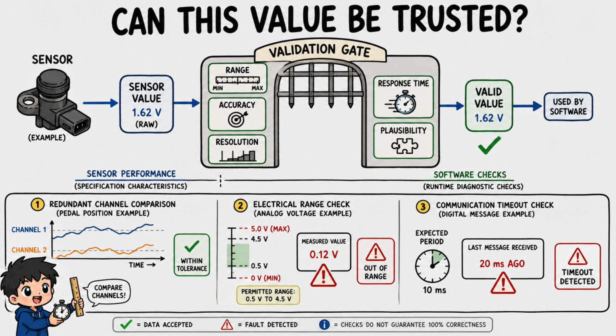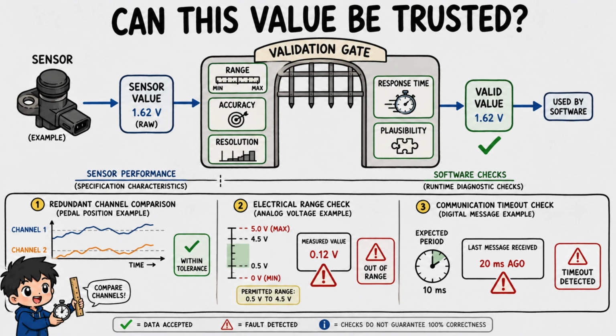Several characteristics affect whether that value can be trusted. Range describes the minimum and maximum quantity the sensor is intended to measure. Accuracy describes how closely the reported value represents the actual value under defined conditions. Resolution describes the smallest change the measurement system can distinguish. Response time describes how quickly the output follows a physical change. Offset, noise, temperature drift, and installation conditions can also influence the measurement. This explains why reading one number is not enough for robust automotive software.